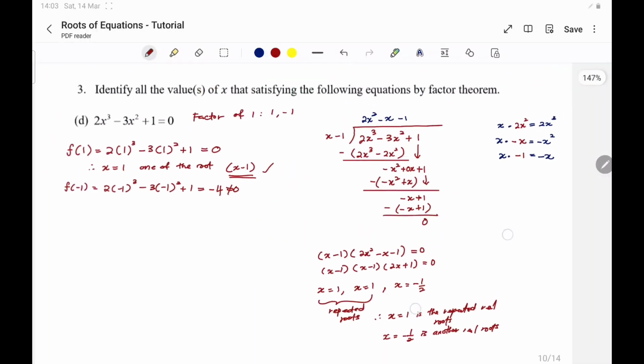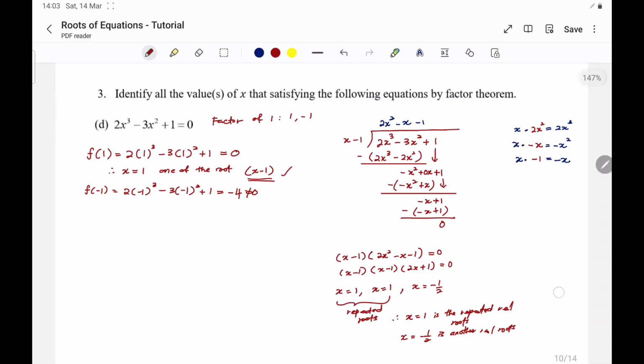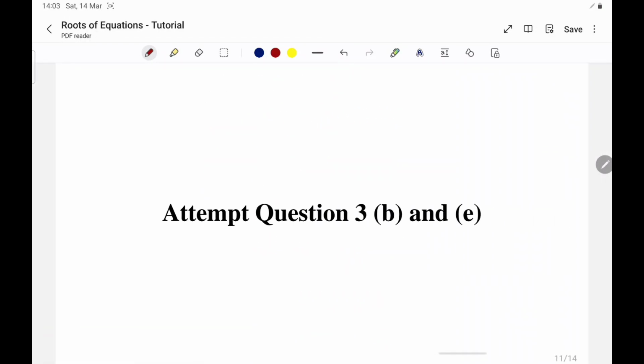Like that. Once you get this one, what you have to do is attempt questions 3B and E. Okay, that's it.